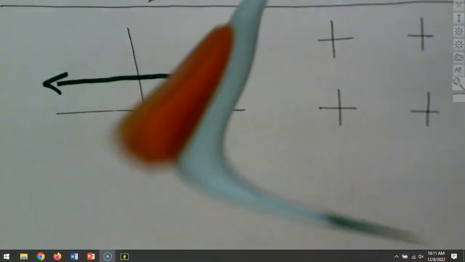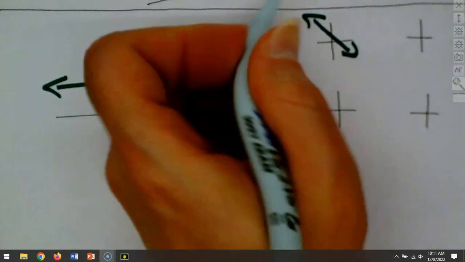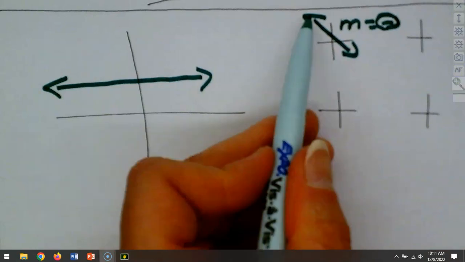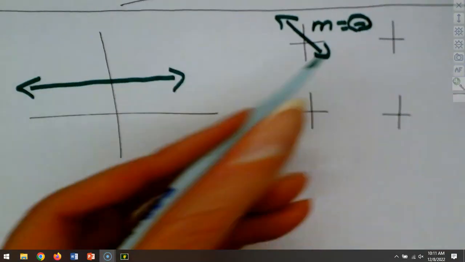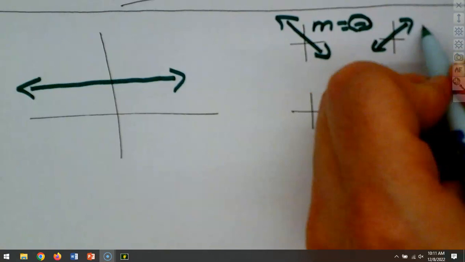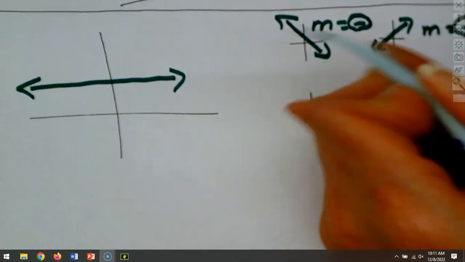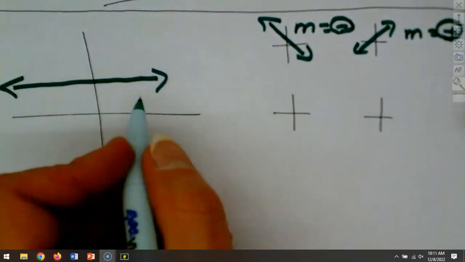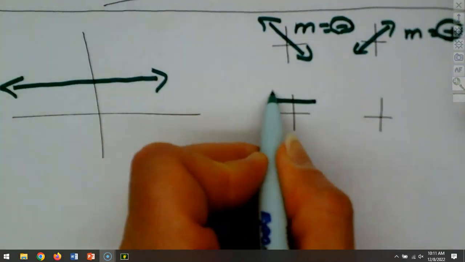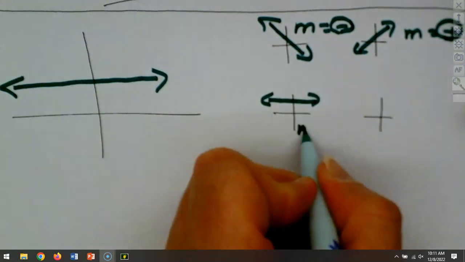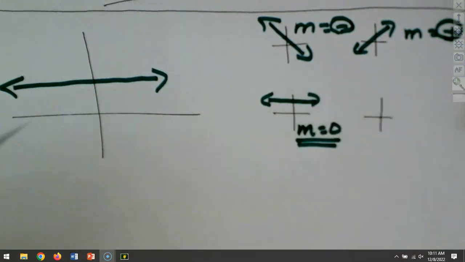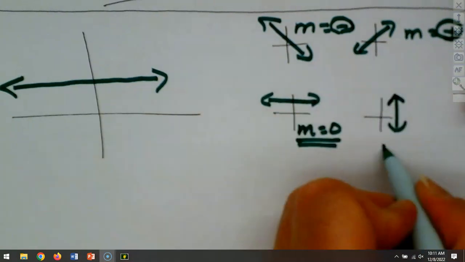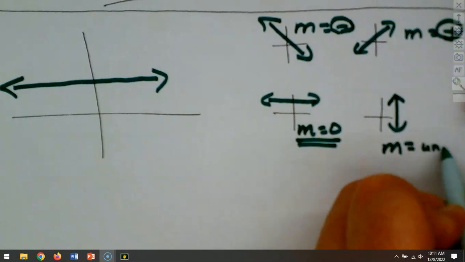A diagonal line, like this. This one has a negative slope because it's going down from left to right. This one would have a positive slope. Why? Because you're going up from left to right. Let's remember the one that we've got here. This one is a horizontal line, and its slope is what? 0. And the opposite is a vertical line, and what would its slope be? Undefined.